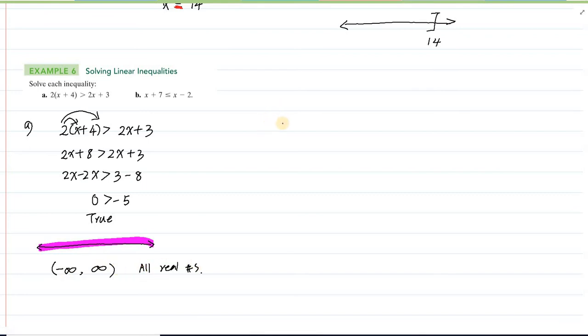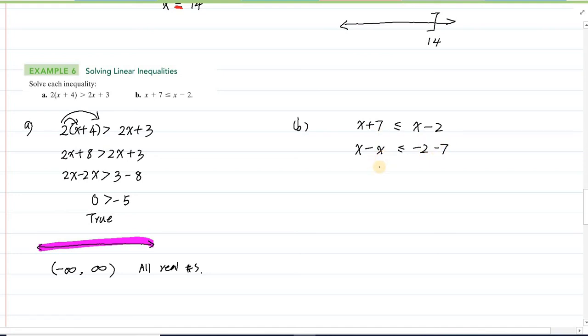We also have a part B. Again, we can do this by solving for x. We're going to move this to the other side, subtract x from both sides. Less than or equal to negative 2, then subtract 7. So we're going to have 0 less than or equal to negative 9. If we look at this, is 0 ever going to be less than or equal to negative 9? Is it true or false? In this case, it's false. That means no matter what x is, it's always going to be false. That means there's no solution, which means you can write it as an empty set. Alright, that is our example 6.